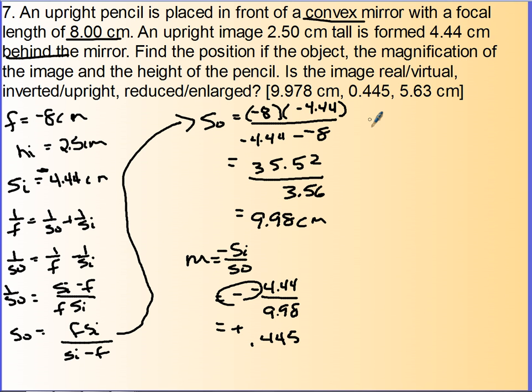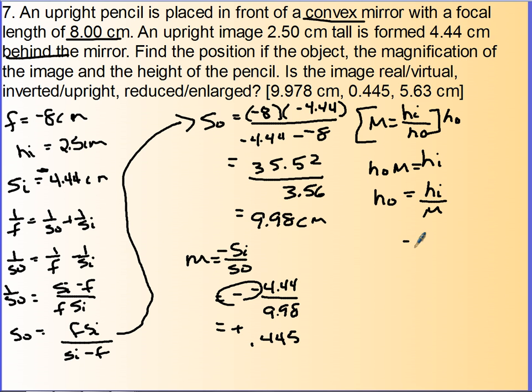And I want the height of the pencil. All right, magnification is also equal to HI over HO. So let me find the height of my object. Clear fractions: HO times magnification, those cancel, that's HI. So my object is HI divided by the magnification. My image height is 2.5 centimeters, and my magnification is 0.445. So 2.5 divided by 0.445 gives me a height of my object of 5.6, let's just call it 2 centimeters.